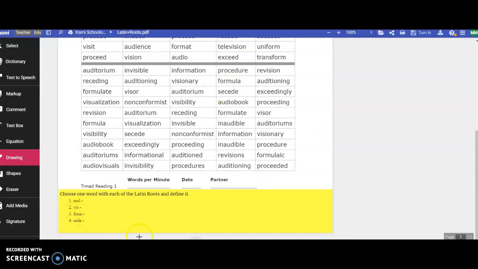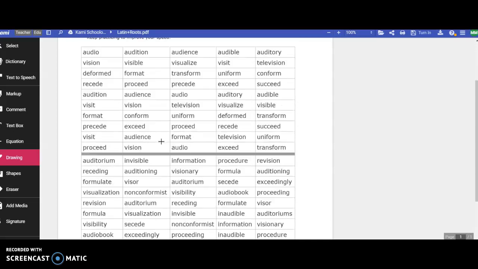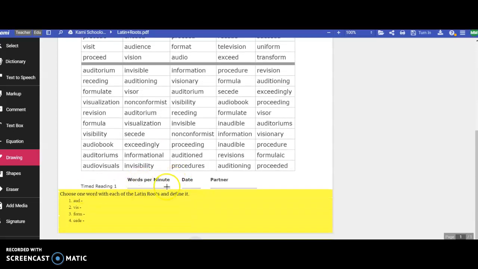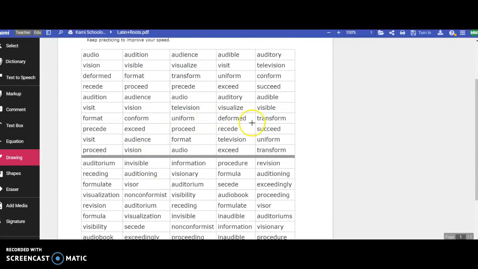On your assignment, make sure you notice at the bottom that you're choosing a word with each of the Latin roots and defining it. You don't have to underline anything on this one. You do still need to read it for a minute and tell me how many words you got. And then just notice that there's an assignment at the bottom that's a little different. If you need to look up a word, go ahead. If you need to ask me, go ahead. Do your best. You got it.